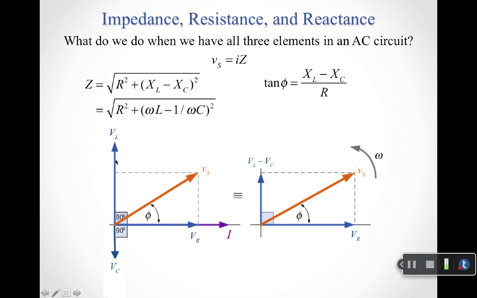If we only have two elements, then obviously one of these is 0, and again that's going to make it easy to figure out what's going on with the impedance and the phase shift. But here's our most general version for dealing with how things are running within an AC circuit.